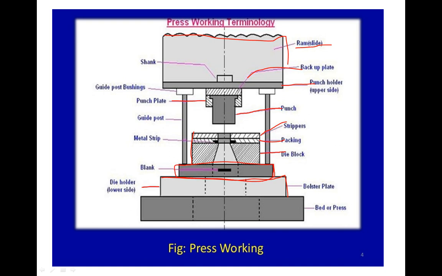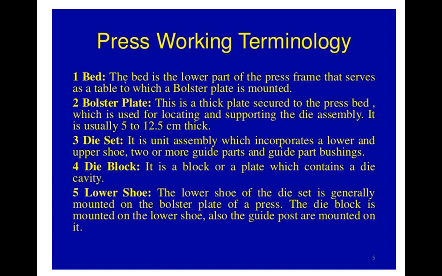This is the metal strip. You are going to cut the metal. This is the blank. You are carrying out blanking operations. So from this strip you are cutting the blank, and these are the two guide posts. They will guide the punch in this direction. These are the bushings. So these are the various parts of the press, and this is the bed. This part is called the bed of the press. One by one we will discuss what we mean by the bed of the press.